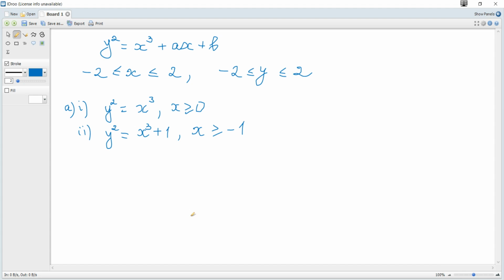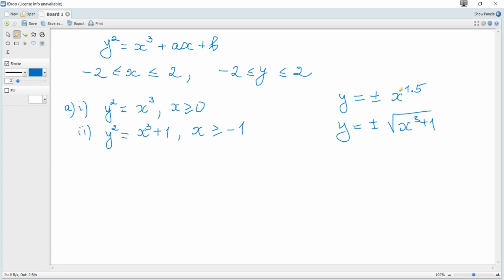AI. y squared is x cubed for x greater or equal than 0, 2 marks, and AII, y squared is x cubed plus 1 for x greater or equal than -1, 2 marks. Since y squared is, we can write that y is plus minus x to the power 1.5, and for the second, y is plus minus square root of x cubed plus 1.